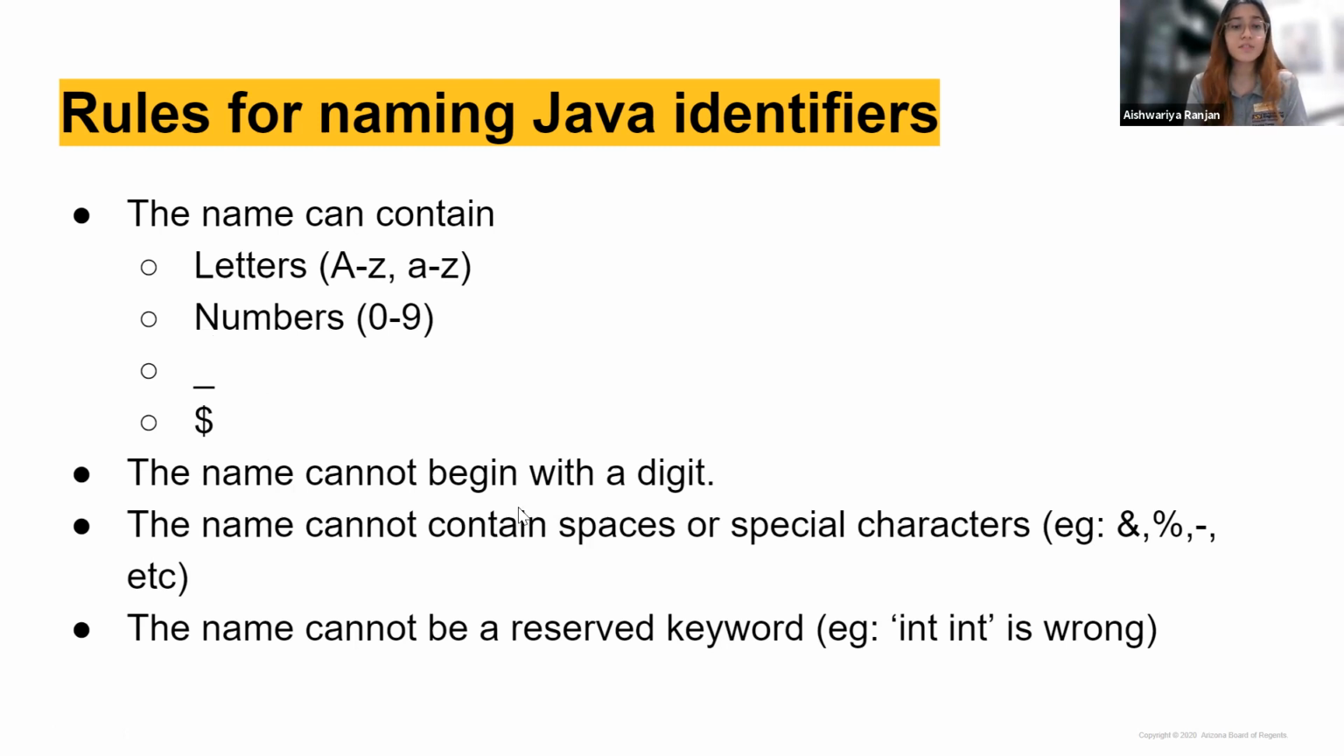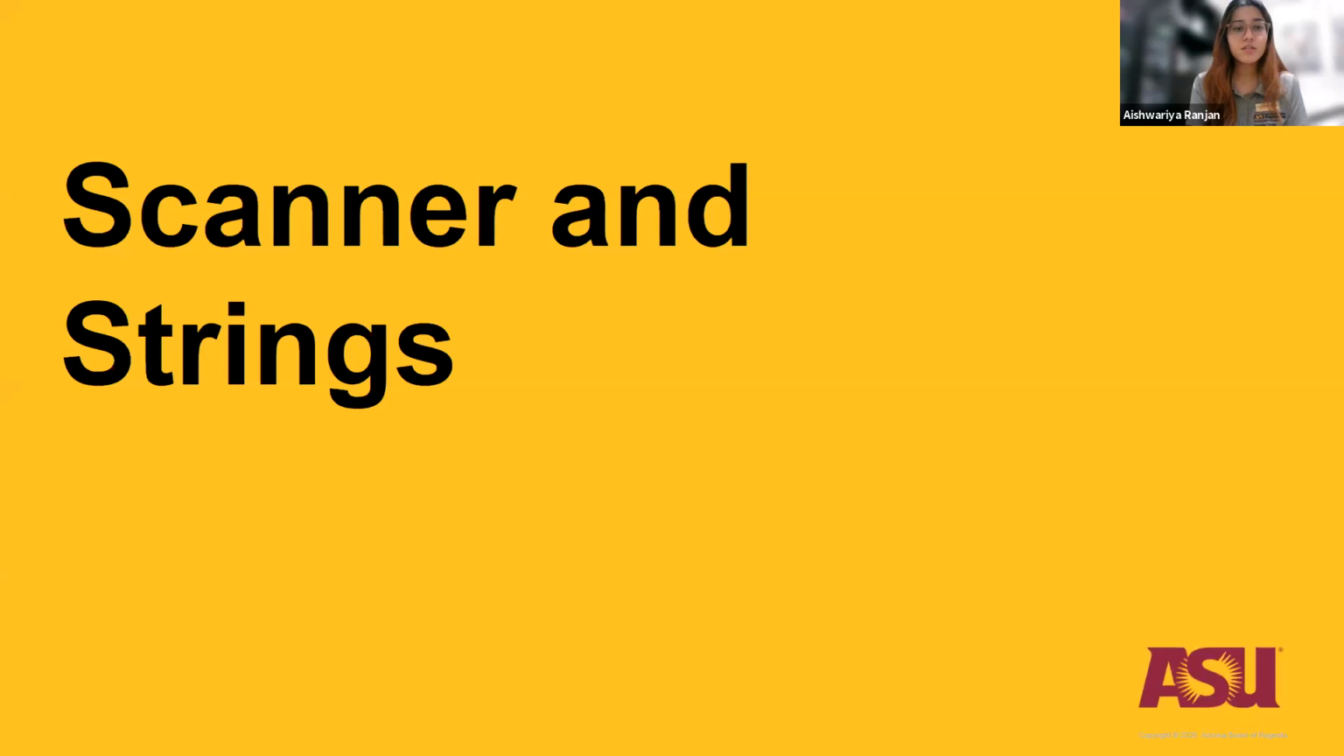And spaces. So if I write int first space name, then string first space name, then I would be creating two string objects instead of one if I just wanted the first name, because of the space. And the name cannot be a reserved keyword. Reserved keywords like public or int cannot be used to name your variables. So we'll move on.